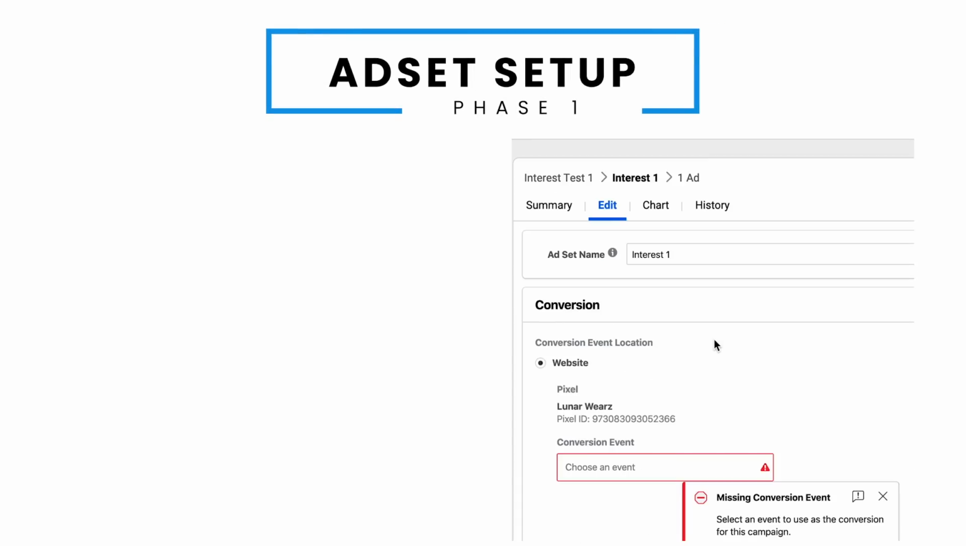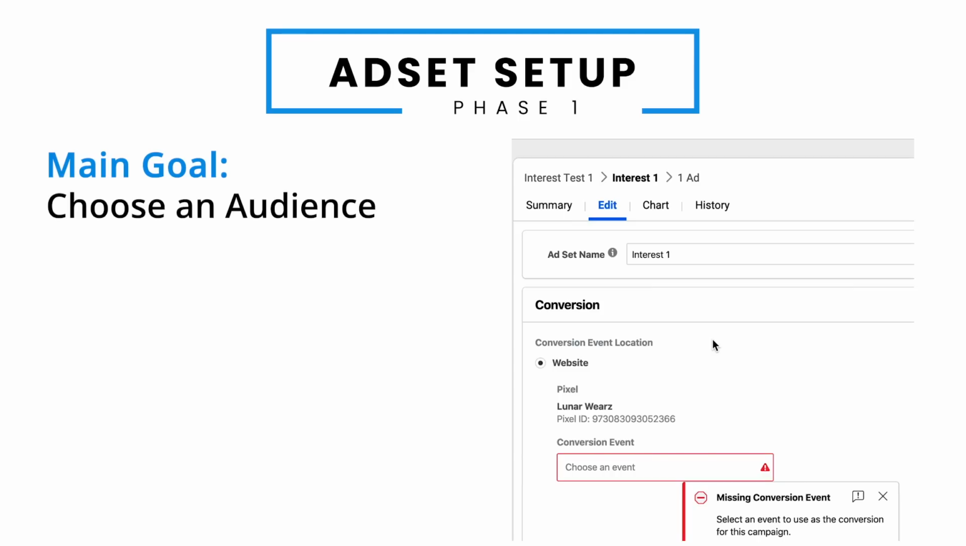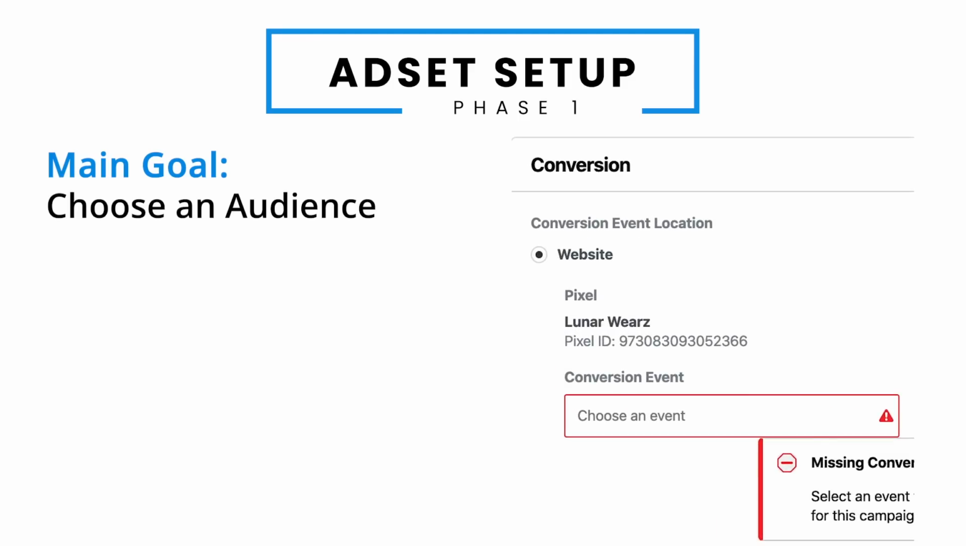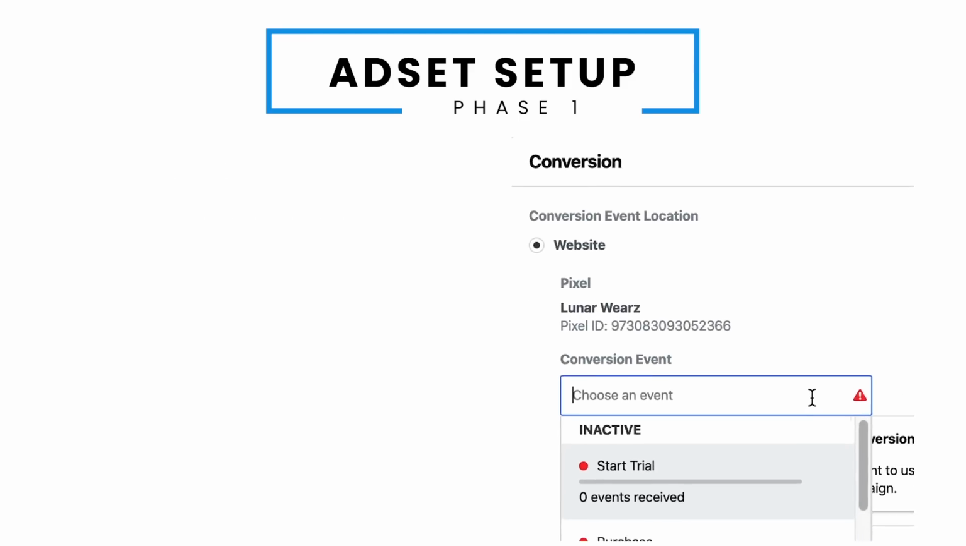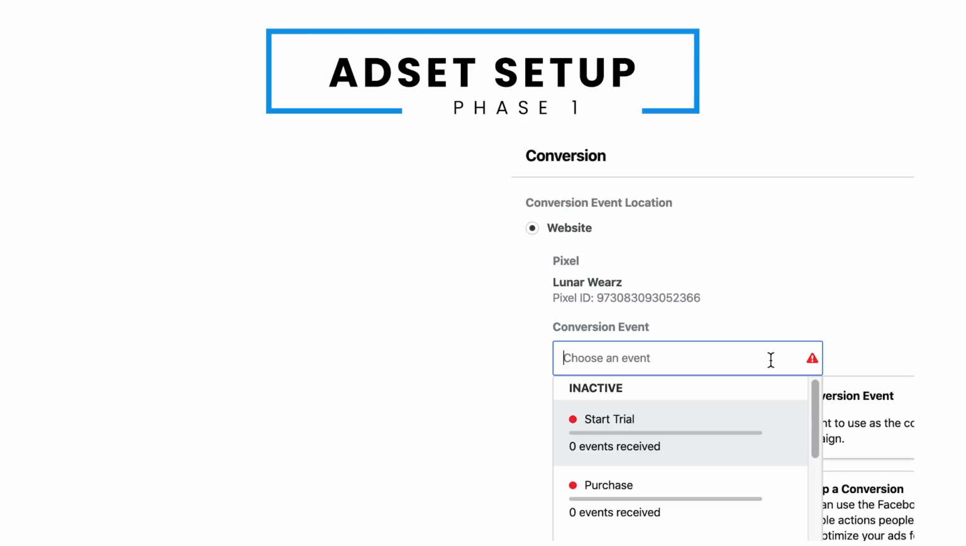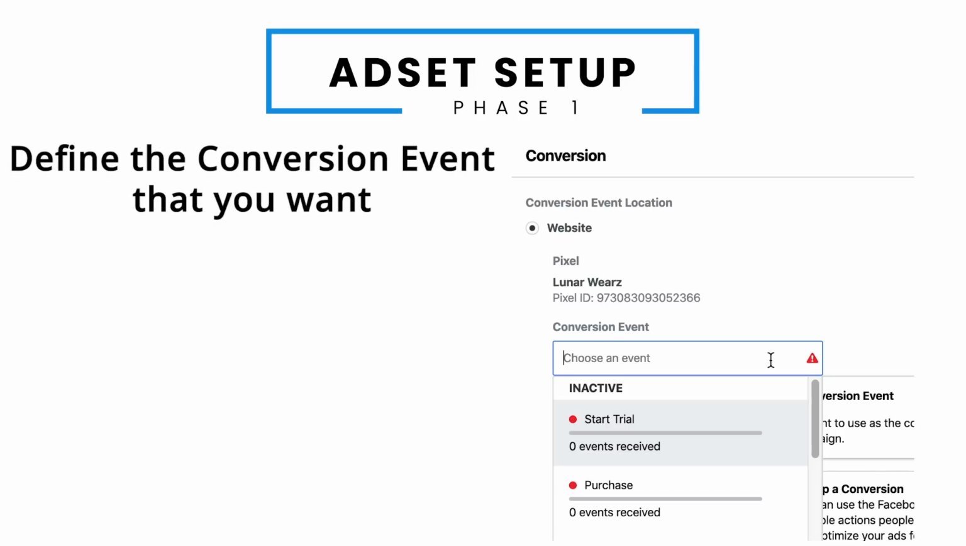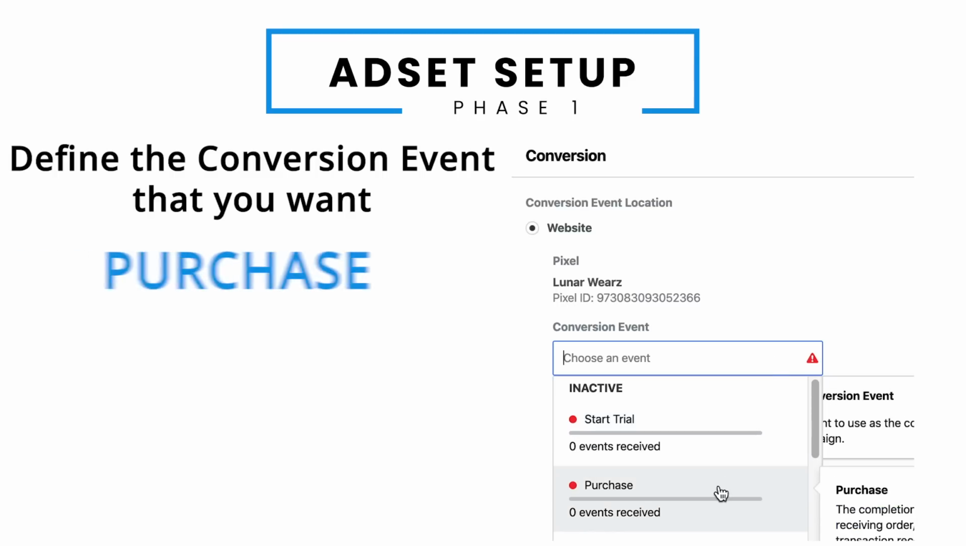The main goal here is to choose an audience to target. Let's start by looking at the first section of options called conversions. Even though you already have your campaign's objective set as conversions, you must now define exactly what kind of conversion you're looking for. In our case, we are looking for purchases on our Shopify store, so we will leave the destination as website and then select your conversion event to be purchased.